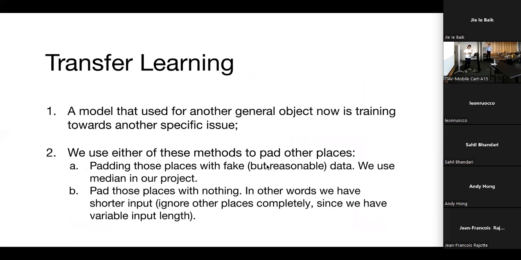The first one is padding with fake but reasonable data. And in our case, we use the median. And the second approach is to pad those places with nothing, which means we ignore those places completely, since we can input variable lengths.